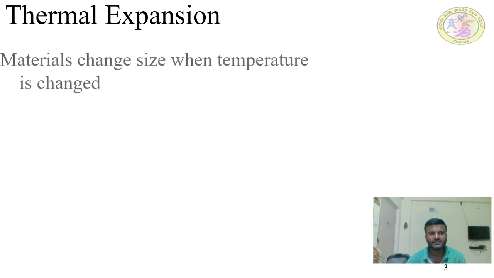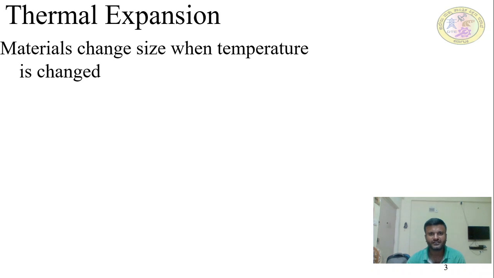So the material changes size when the temperature is changed. We all know it is a known factor in the atmosphere itself. I can give you the best example for this. The door in the winter season will stick to the frames. In the summer season, it will be free to rotate. It will be free to move. Why does that happen?